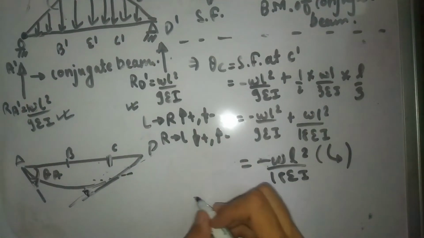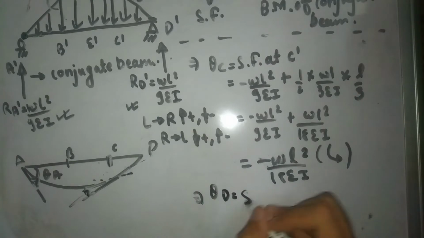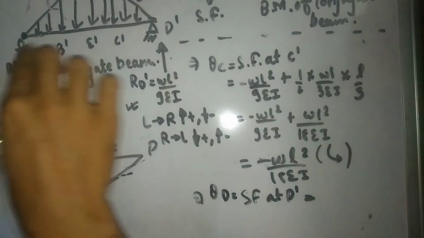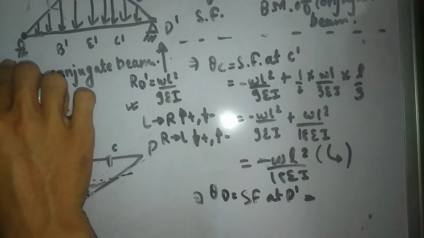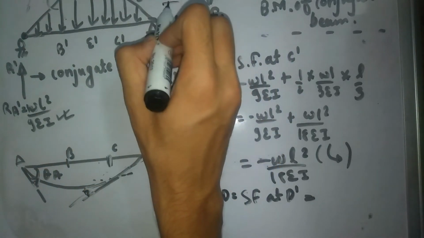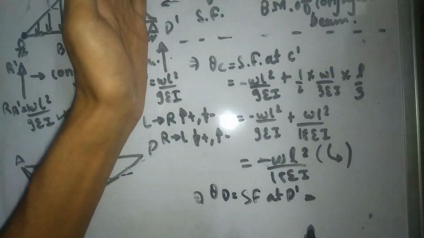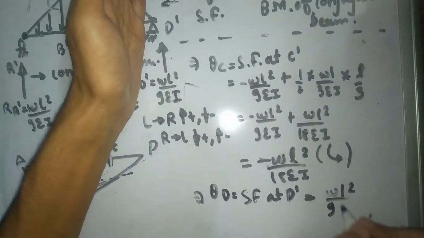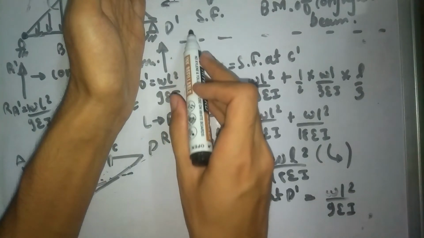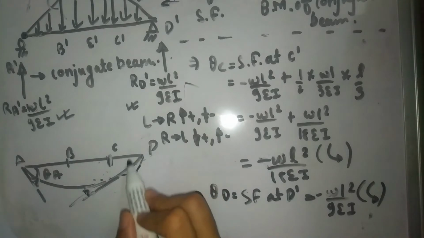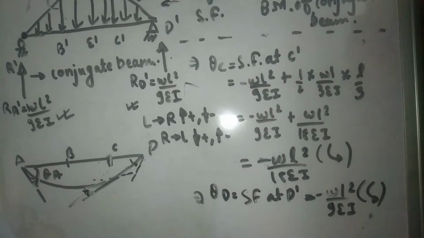And simply for my theta D, which is going to be my shear force at D dash, in this case also I can move from left to right, but then I have to incorporate so many of these forces. What I can simply do is move from right to left. Just look at this section. I have WL square by 9 EI acting upward, but while moving from right to left, upward forces are taken as negative. So this is also going to be negative, which means we again have an anti-clockwise slope at D as well. In this way we can calculate our slope.